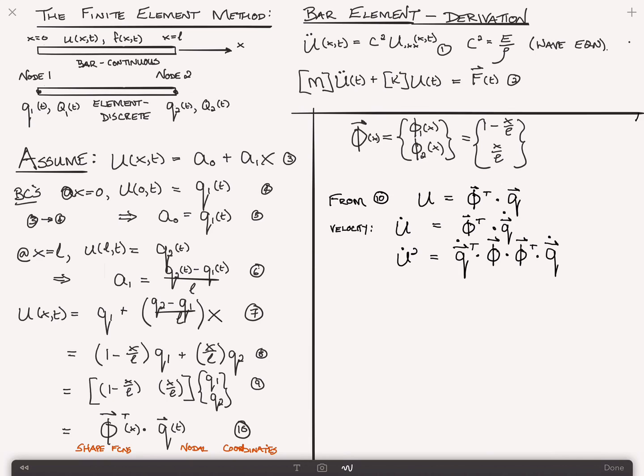We'll call that number 11, 12, 13, we'll call this number 14. And similarly, since that's the velocity, we can look at the strain, which is u comma x, du dx. And that would be equal to, now the derivative is on the phi, because it's on the x-dependent part. It's phi transpose times q.